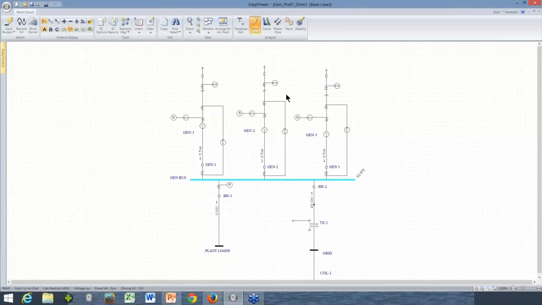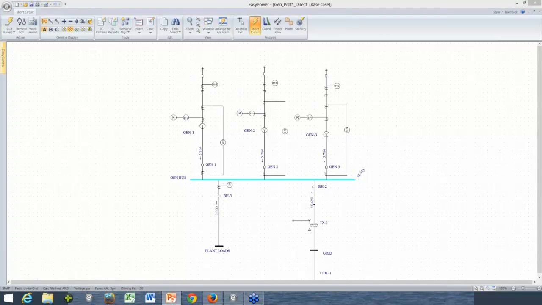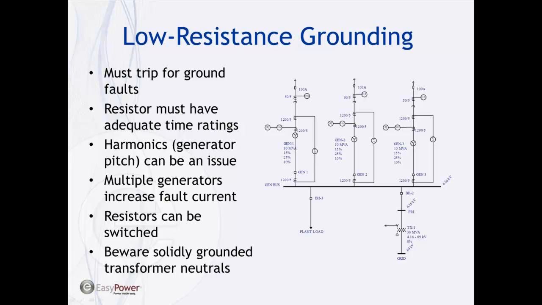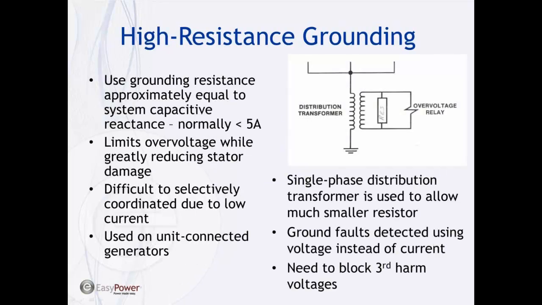All right, so let's go back to my PowerPoint here. So again, beware of these solidly grounded transformer neutrals. Okay, so that was low resistance grounding. Let's talk about high resistance grounding.